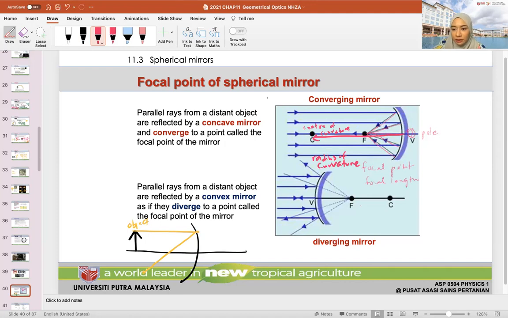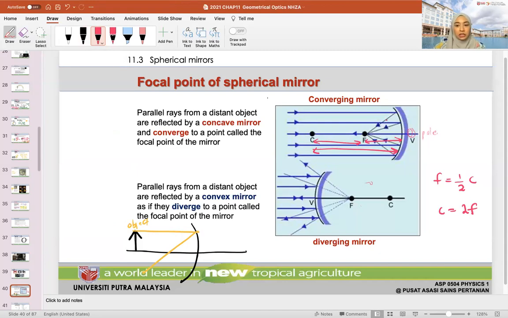Okay, so again, the distance from O, the pole, to the focal point is called the focal length. The distance from the pole to the center of curvature is called the radius of curvature. And F is always half of C, or C is always 2 times F. So the distance must be twice. From here to here is twice F.